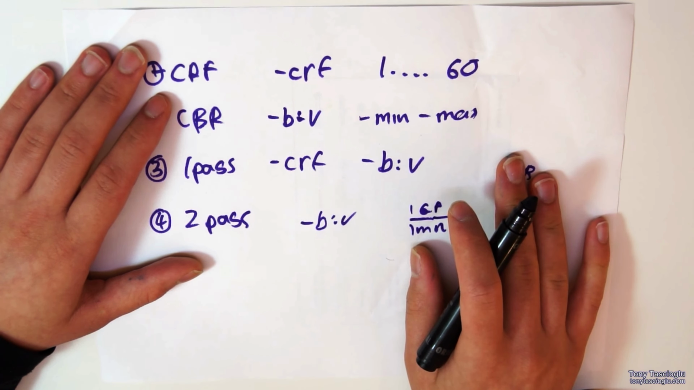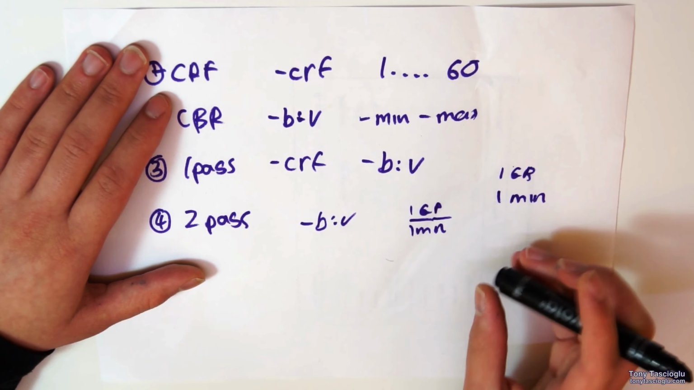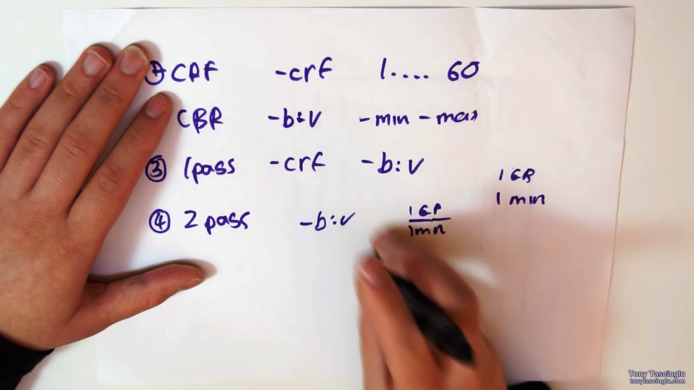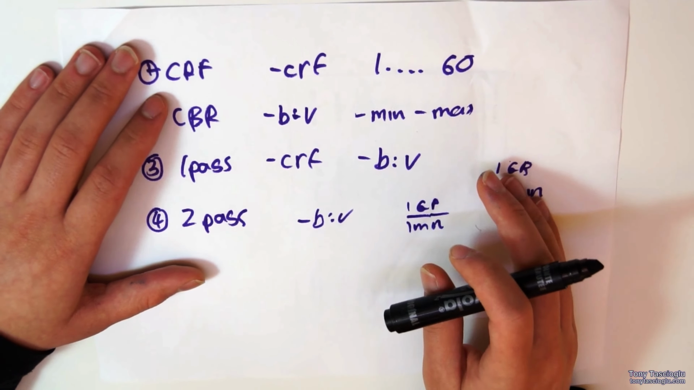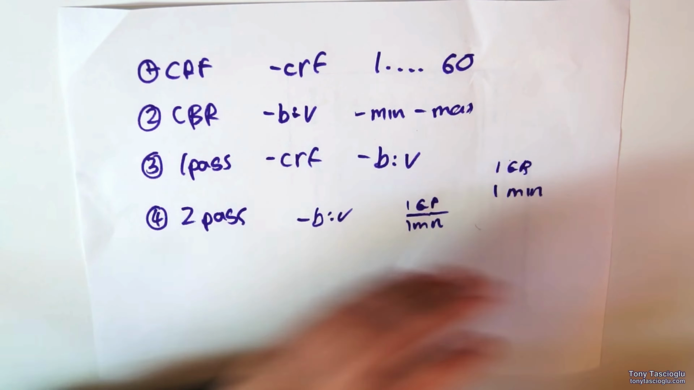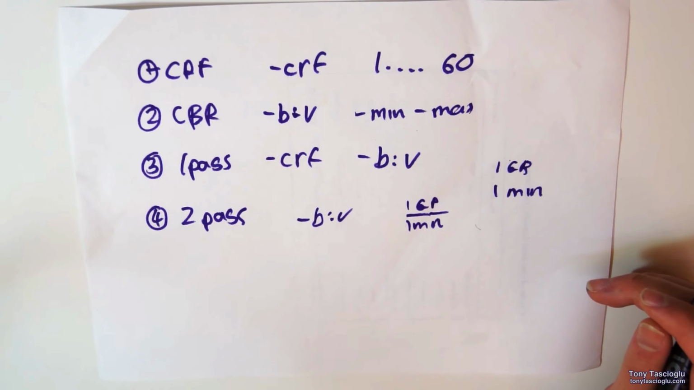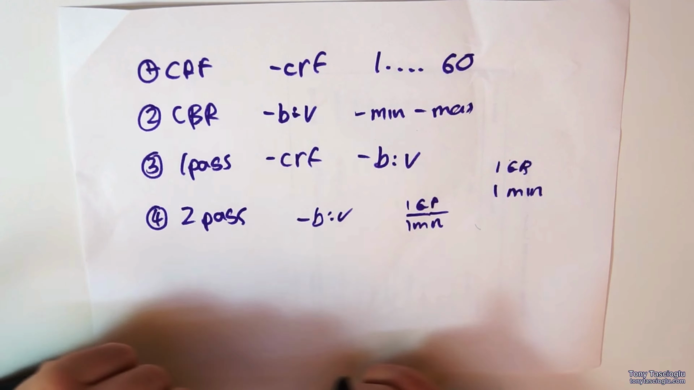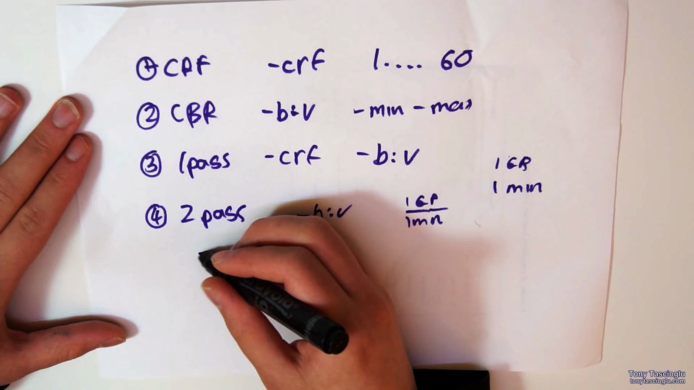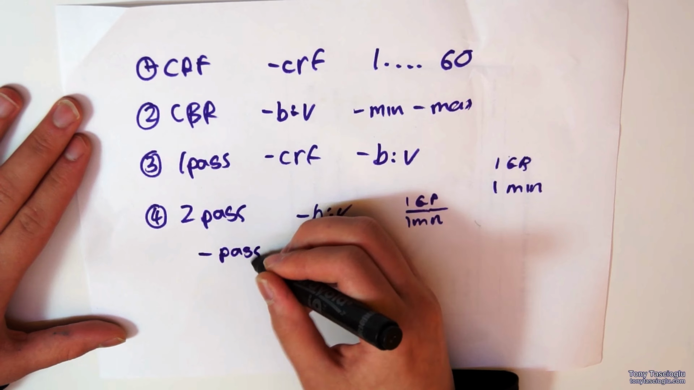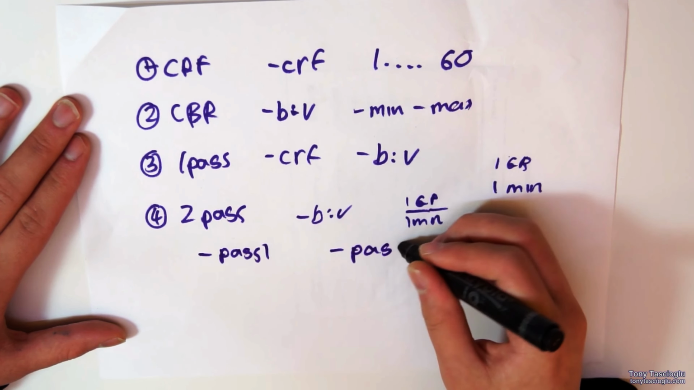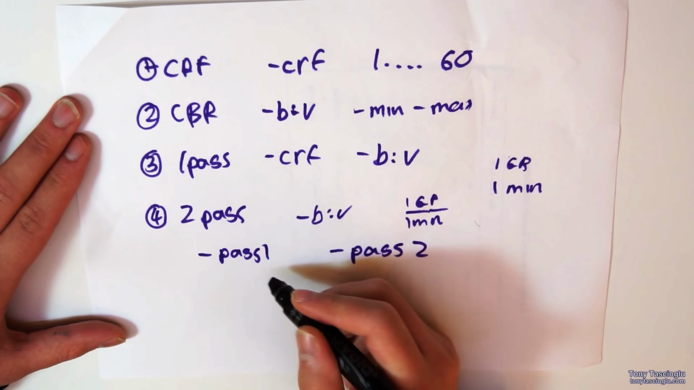And two pass will make sure that on average, if you average out the whole video, your bitrate is this. But it's going to give complex scenes more bits and take away those bits from scenes where they aren't needed. So it's essentially going to go Robin Hood and distribute out the bits for us. With two pass, usually you need to provide dash pass 1 for your first pass and dash pass 2. So you will have to run FFmpeg twice.